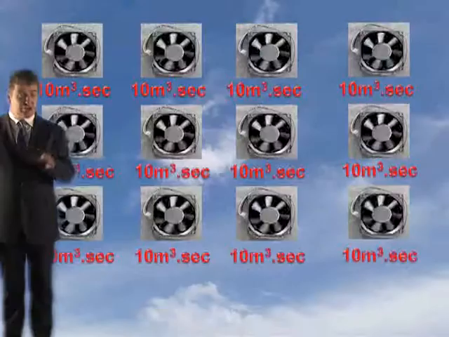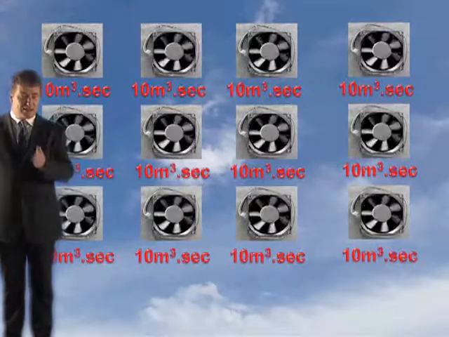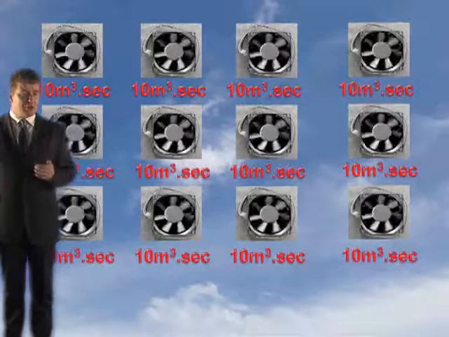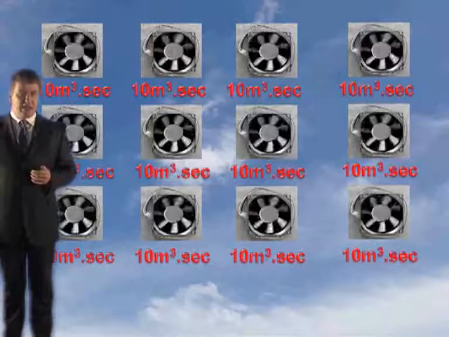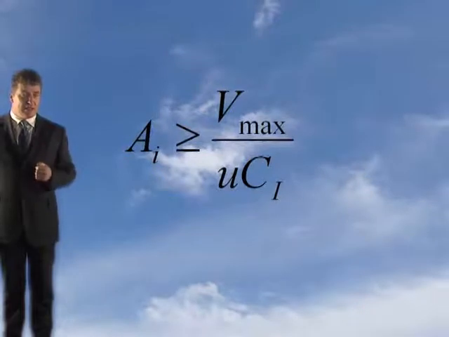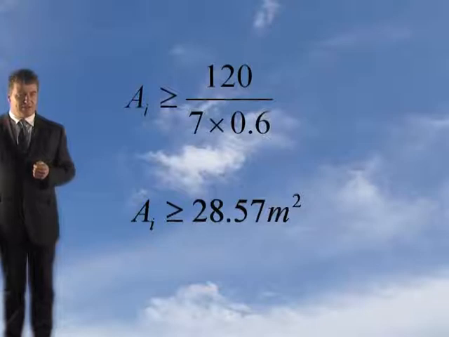Now if all the fans are working, in other words, none's been lost due to the fire, and you've got to assume this, there's 12 fans extracting 10 metres cubed a second. And this gives us a total extraction rate of 120 metres cubed a second. Now if you put those in this formula here, AI must be greater than or equal to this formula here to work out the velocity. You should have got an AI greater than 28.57 square metres.